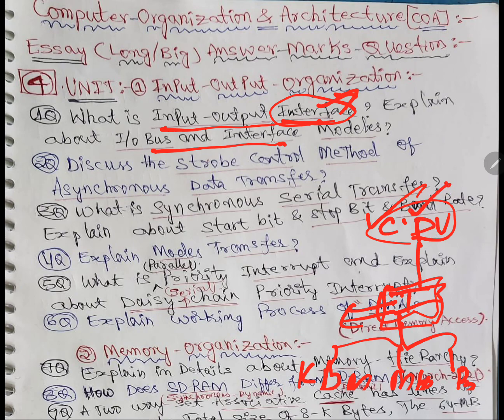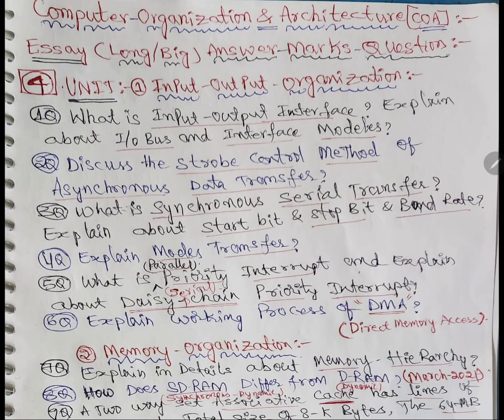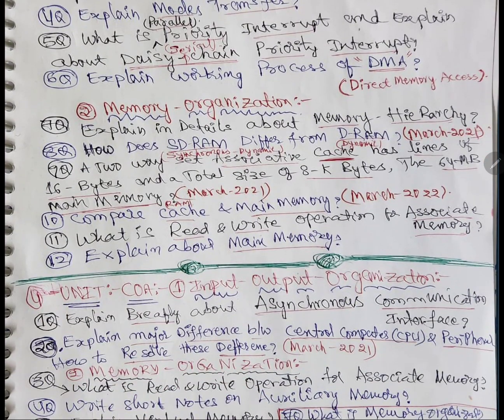So CPU is very fast and these are very slow, so a buffer, a mediator will be there to synchronize the speed of the computer. That's a general question. When you prepare the depth of the subject, you can write in your own words. That's the twisted question. This is a direct question. I already did the video, but this short marks question I might be doing or not. But here I told you the second question: explain the major difference between central computer, nothing but CPU, and peripheral input output devices, and how to resolve the differences. March 2021. So this type of questions will be there.